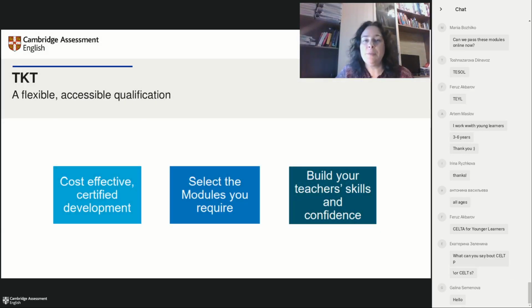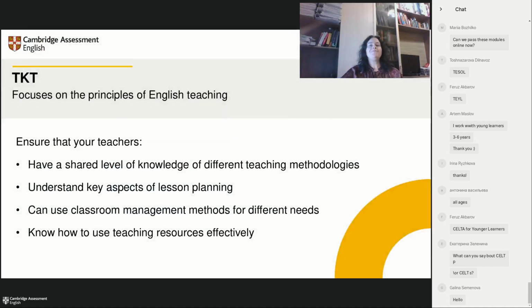So I have already mentioned that you can choose the module that you are interested in, but the order might be logical, from the core modules to specialism modules. Okay, right now, what can you demonstrate to your employers, for example, if you take TKT and you pass it and you get that certificate?